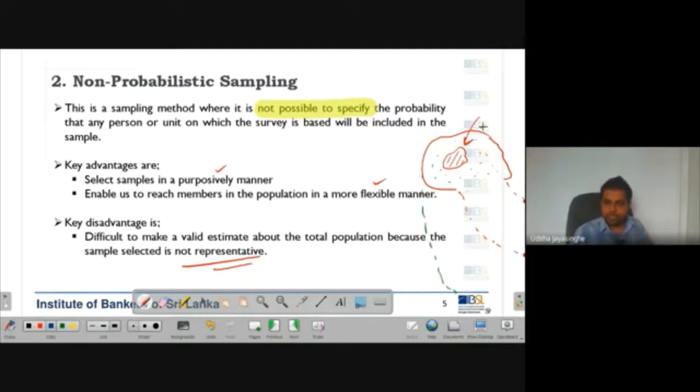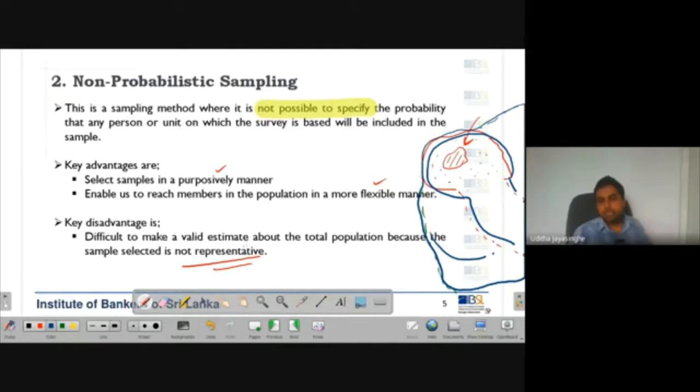You assume that this is my only data set, but if you take the actual one, it could be a broader data set like this. You have an assumption that my data set could be something like this or this, but then again, you are not really sure. In such instances, you are making this non-representative error. What is that? It is nothing but you can't take a valid estimate about the total population because the sample selected is not representative. If you follow the probabilistic sampling method, we don't have this problem.